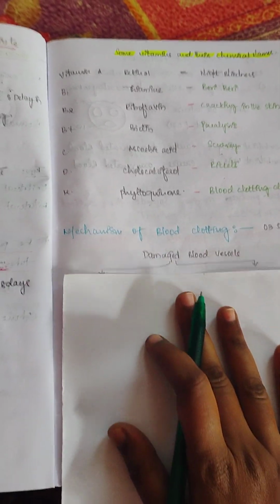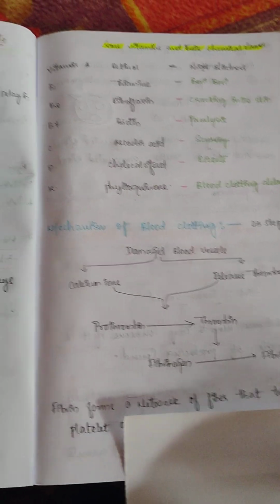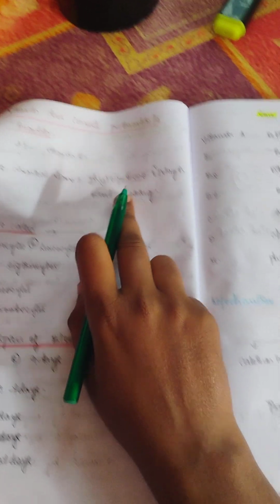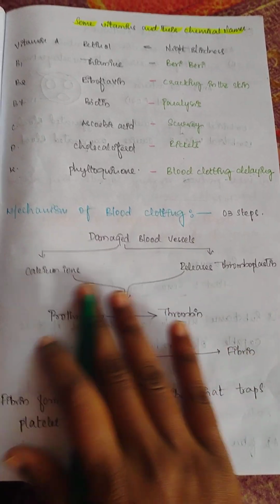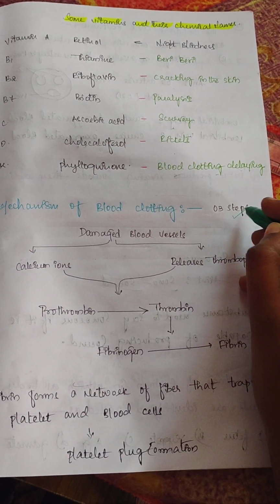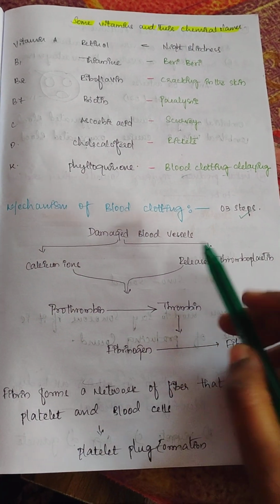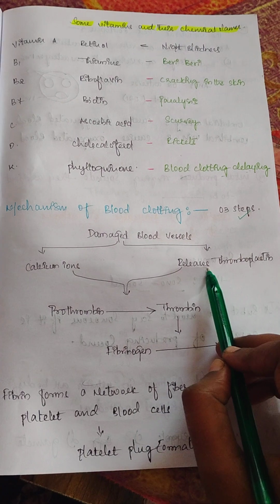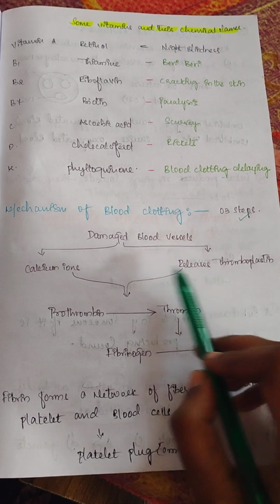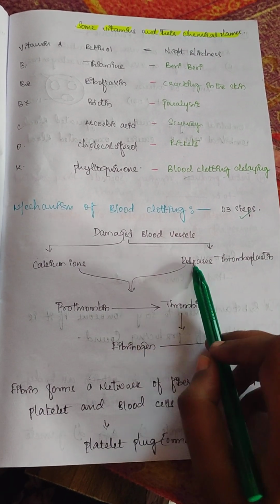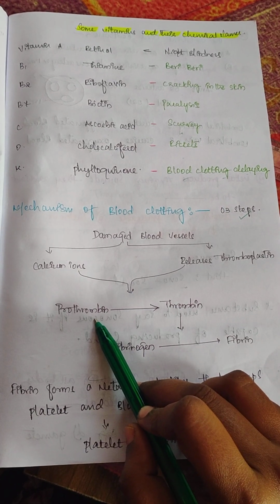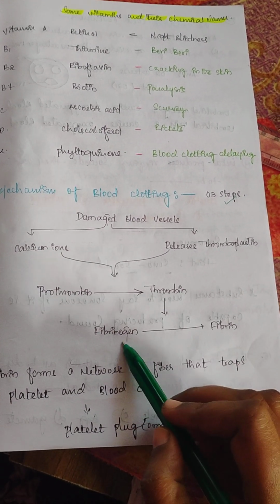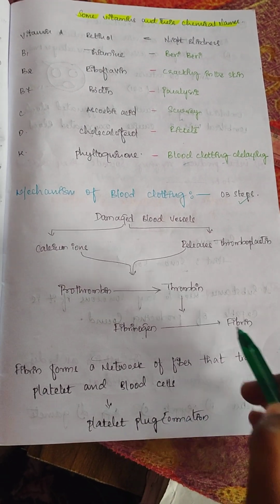Okay, then here you can see the mechanism of blood clotting also. Here they asked a question, so based on this question I wrote this one. The mechanism of blood clotting occurs in 3 steps. When the blood vessel is damaged, it releases calcium ions and also thromboplastin, and with the help of these two, prothrombin is converted into thrombin, and this thrombin converts fibrinogen to fibrin.